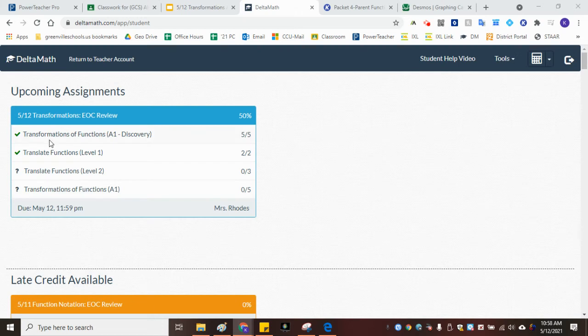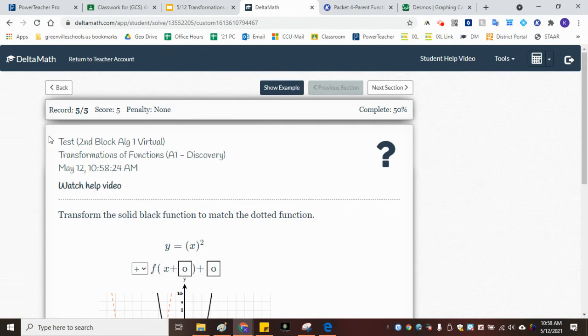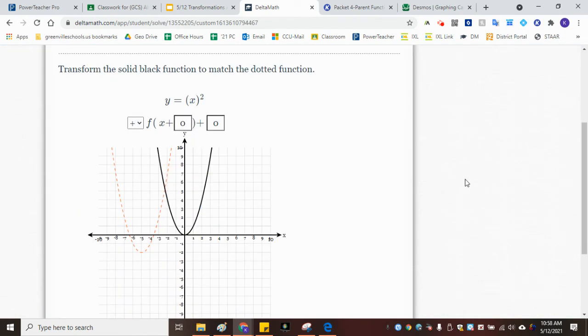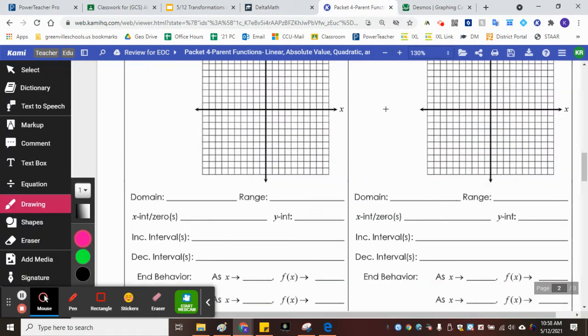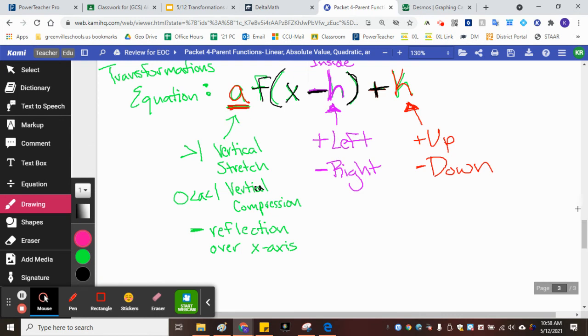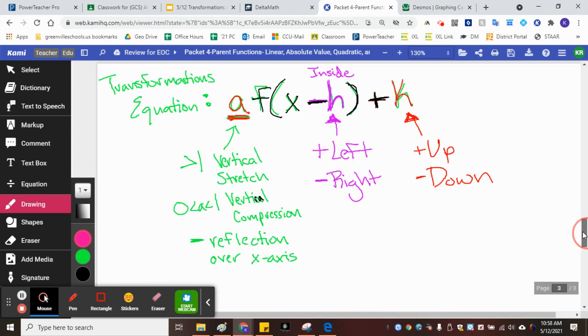All right, today's Deltamath assignment, I'm going to just start at the top, work my way to the bottom, and do a few of each. So the first one, we're looking at this, and you're going to need to remember from our notes today our transformation equation. So if you don't have this written down, write it down. Pause the video, write this down, because this is what I'm going to keep referring back to.